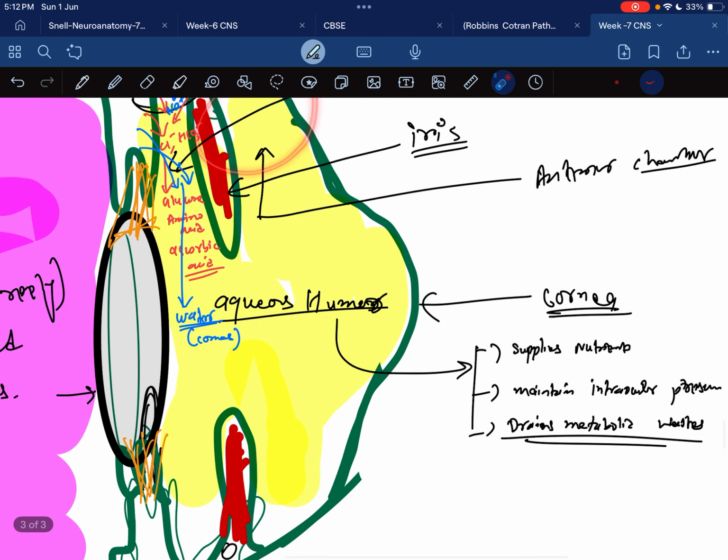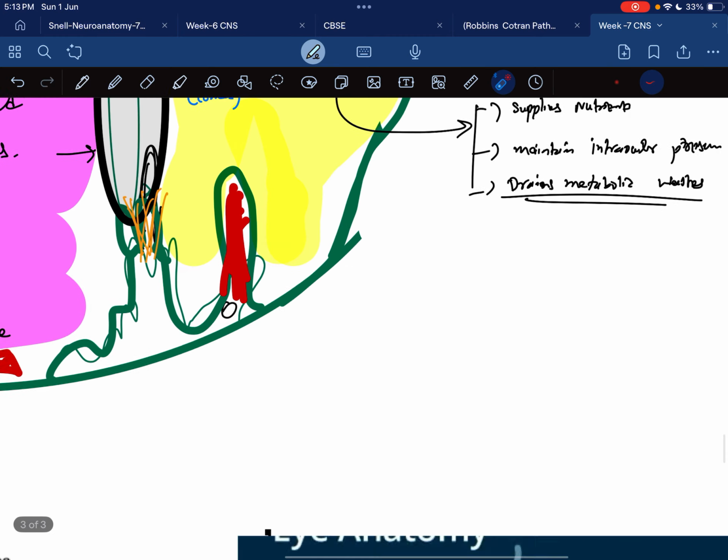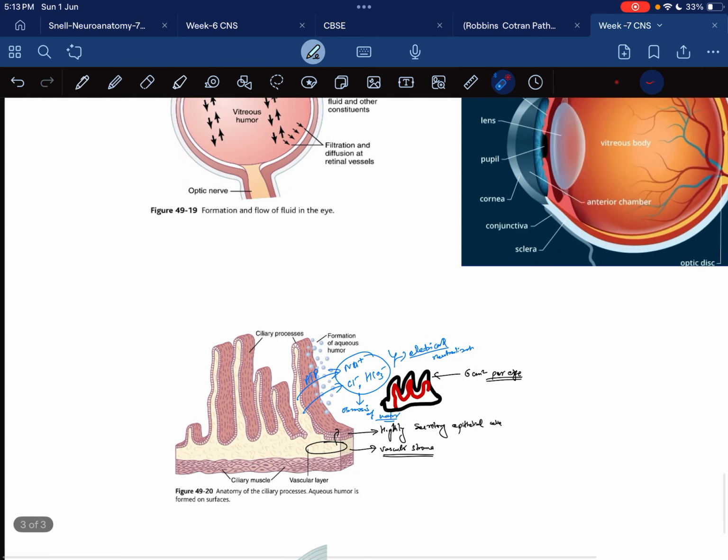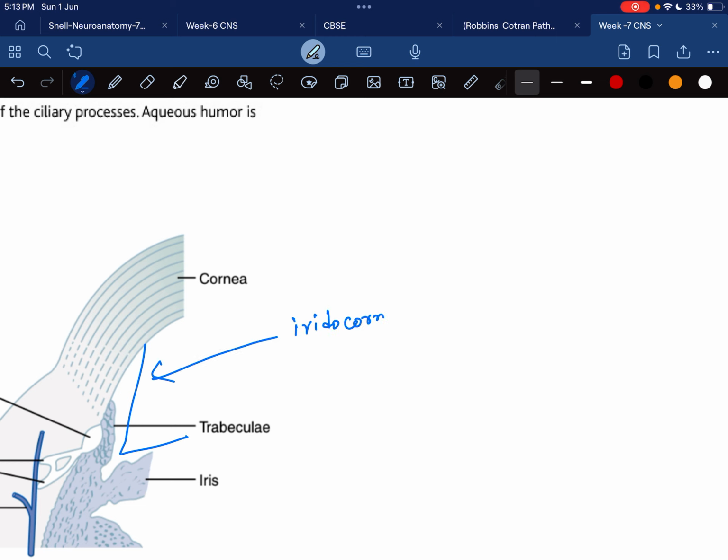In this region there is the iridocorneal angle, formed between the cornea and the iris. This angle is known as the iridocorneal angle, and in this angle the drainage system occurs. So there is drainage here.